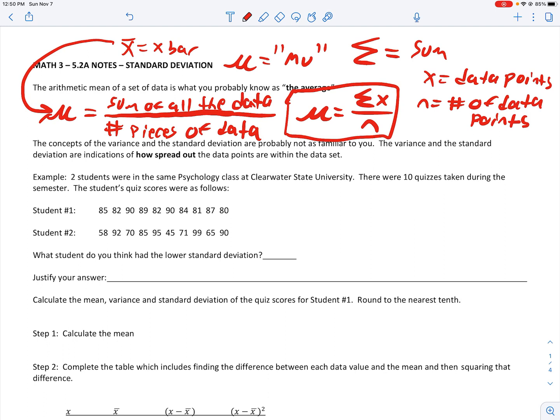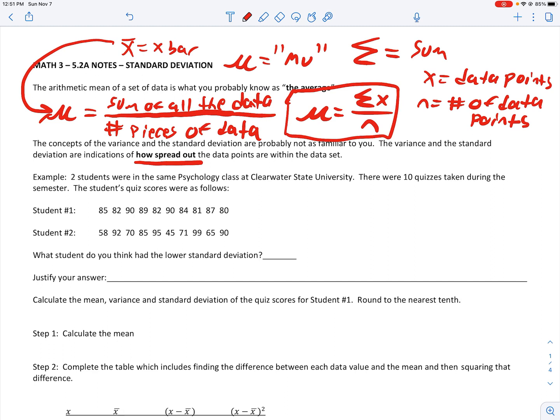So the concepts of variance and standard deviation, you might have heard of them, but they're probably a little unfamiliar to you. Basically, they're going to help us determine how spread out the data is. So here's an example of two students who took 10 quizzes in a psychology class at Clearwater State. There are the scores, student 1, student 2. Standard deviation is how spread out the data is.